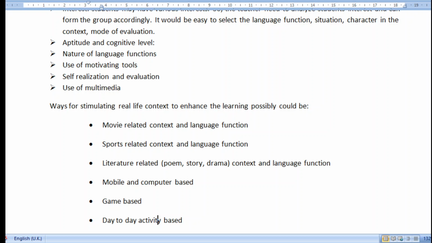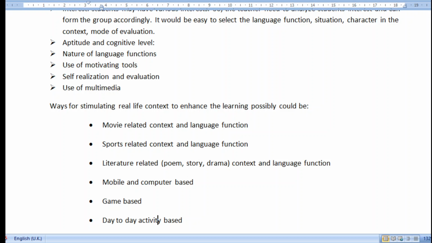There are various other types of games like football, or the games generally the students used to play in the class or at the school, whatever. Yes, and day-to-day activity based. So asking about pain and different things, and sending sympathy, condolences. Yes, these are the tools you can use in real life context.